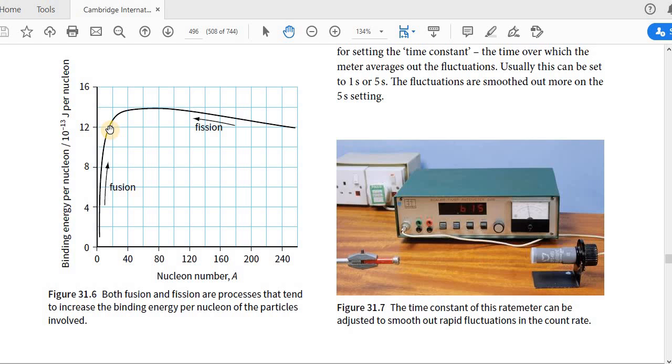So when the nucleon number increases for the elements here, the nuclei here, when they become bigger nuclei, you can see the binding energy also increases. So when fusion occurs, what happens? The binding energy per nucleon increases. But when fission occurs, also the binding energy per nucleon increases.